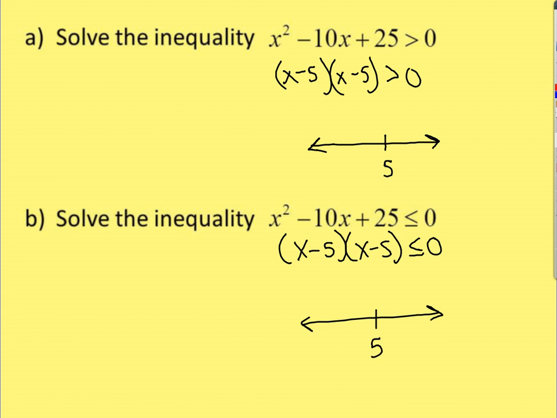We can use our end behaviors because this is a positive degree. We know that it's going to be pointing upwards, because it's an even number. Since it is a positive leading coefficient, we know it is going to go up. So we do know it's going to be positive y values on either side of x equals 5. So if we are looking for values on part A that are greater than 0, it's everything that's less than 5 and everything that's greater than 5.